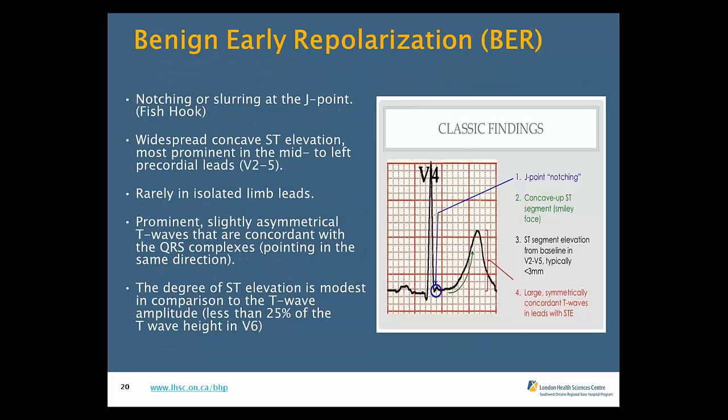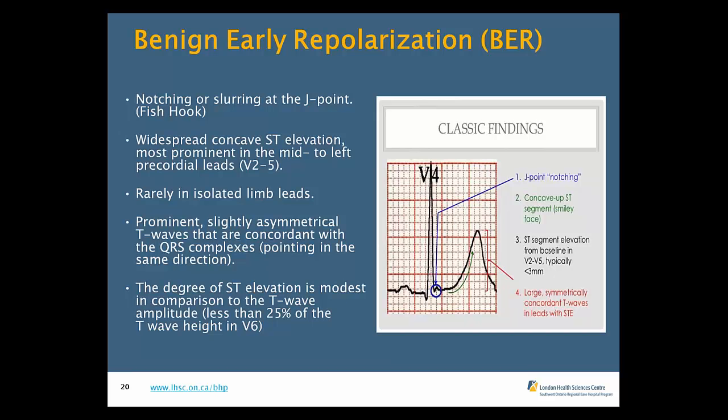So moving on from bundle branch blocks, we're going to spend a little bit of time talking about benign early repolarization. Some similar findings here for BER as well as pericarditis, which we're going to talk about next. The four primary observations we're looking for are summarized on the side there. Starting with the J point, or the point where the ST segment comes off the QRS complex, you're going to see a fairly distinct notching or fishhook pattern there.